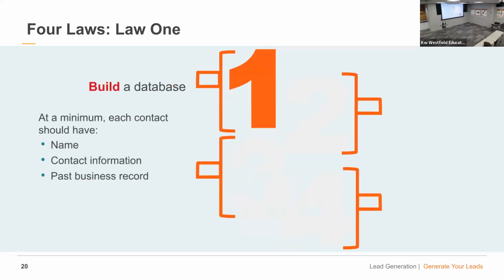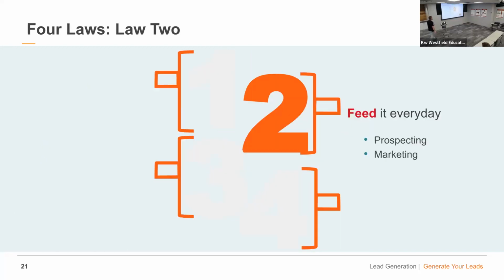So I'll just quickly go over them one more time. Law 1, build your database. You've got to have your contact information and past business record or notes. Law 2, feed your database every day. You do that through prospecting and marketing. I'm going to help you understand the difference between those in a very simple way in a second.